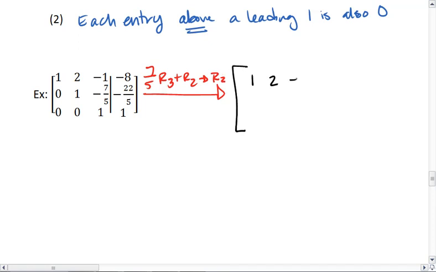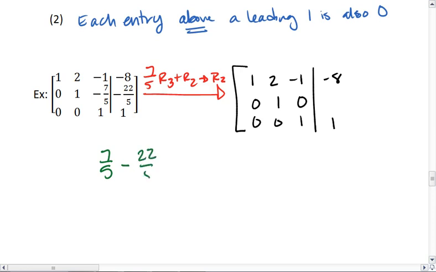This means row 1 stays the same, row 3 stays the same, 0 times 7/5 plus 0 is 0. 0 times 7/5 is 0 plus 1 is just 1. 1 times 7/5 plus negative 7/5 is now 0. Okay, so this one I'm going to work out below. You get 1 times 7/5, which is 7/5, plus negative 22/5. This gives us 7 minus 22, which is negative 15/5, which equals negative 3. We get a negative 3 here.